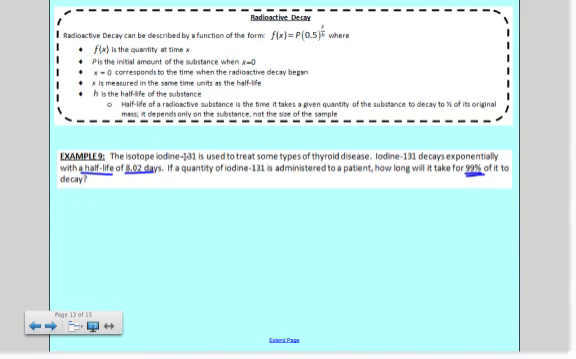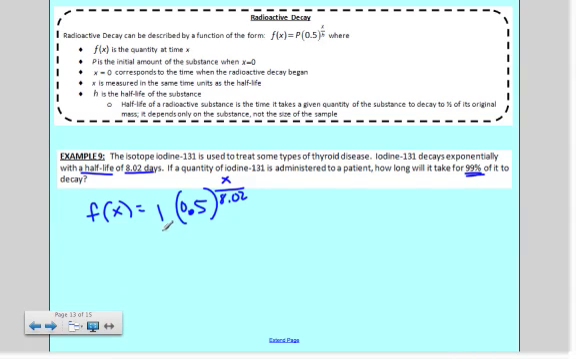Anyway, so f of x equals p, the initial amount of substance. Well, we don't know how much they're giving this person, so let's just say 1, times 0.5. And x is the time in the same units. We don't know what that is yet. That's what we're solving for. Over the half-life, which is 8.02 days.